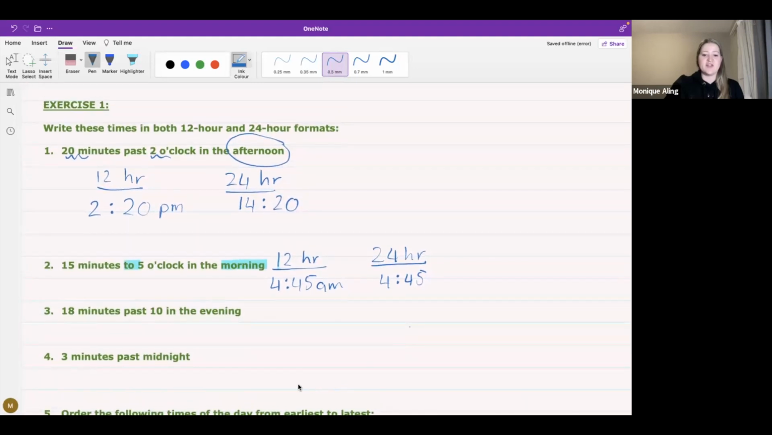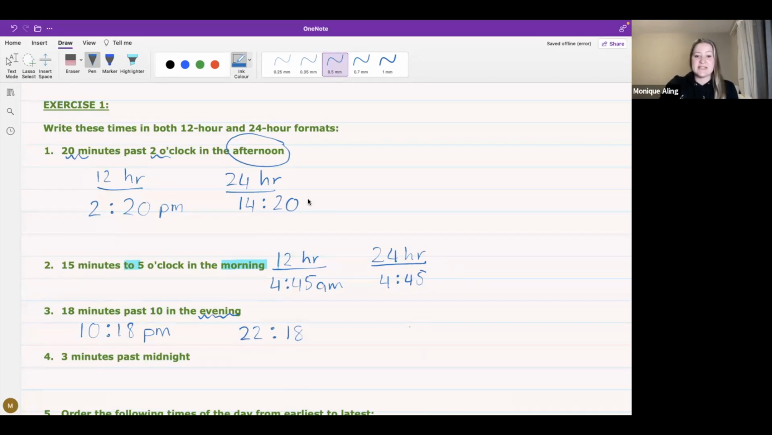Okay, answer for question 3, 12-hour and 24-hour. Nice, good. 18 minutes past 10 in the evening. So looking at 12-hour, it is going to be 10:18, and we have to specify PM because of the evening part of it. And our 24-hour is 22:18. Nice.